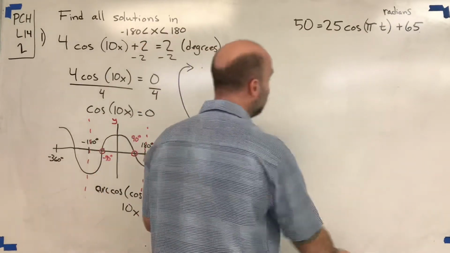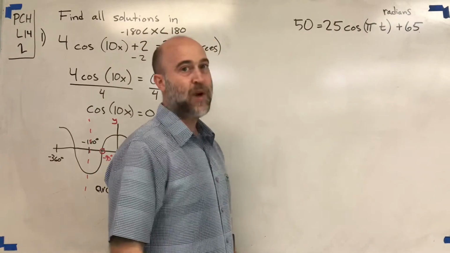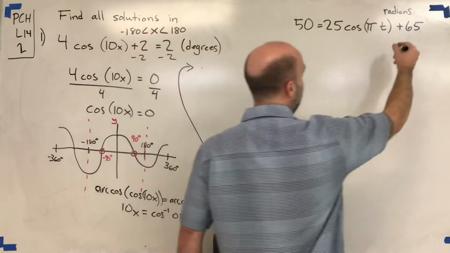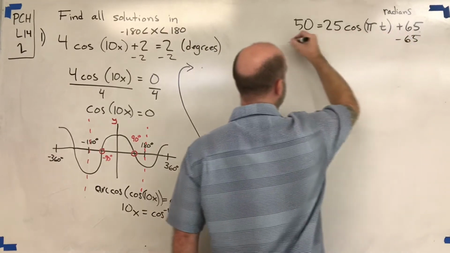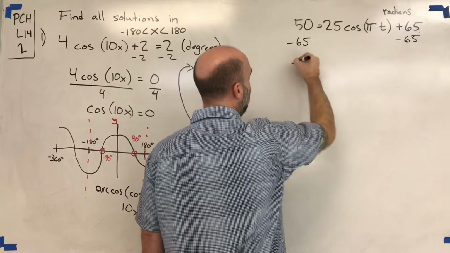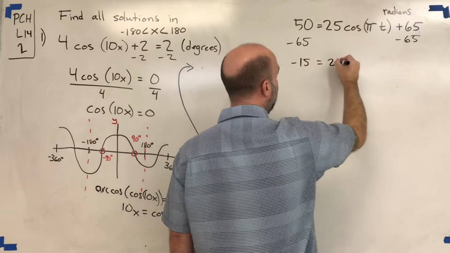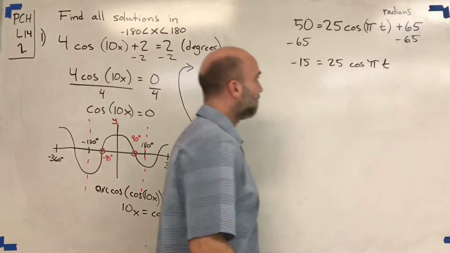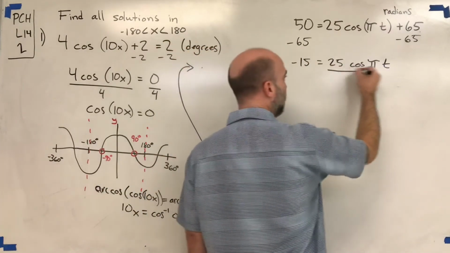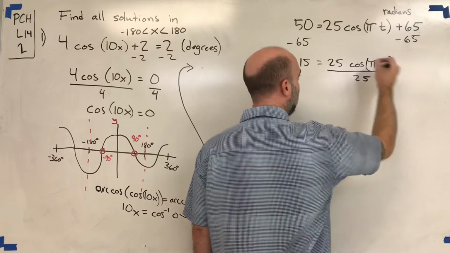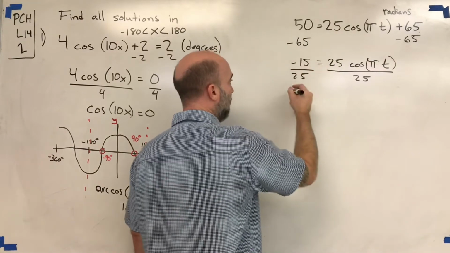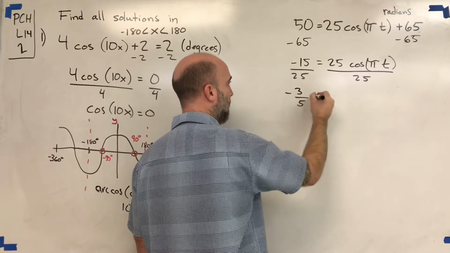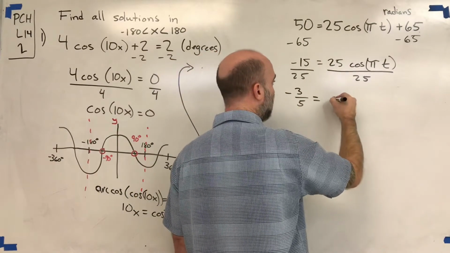All right, for the radians, done exactly the same way. We need to get the trig function by itself first. So I'll go ahead and minus 65 to both sides. Minus 65. I now have negative 15 is equal to 25 cosine of pi t. And divide by 25. Negative 5 goes into 15 3 times, 5 goes into 25 5 times. All right, and now I have cosine by itself.